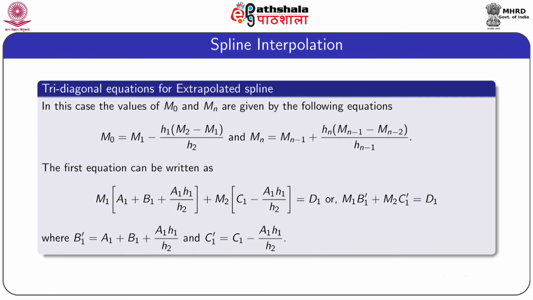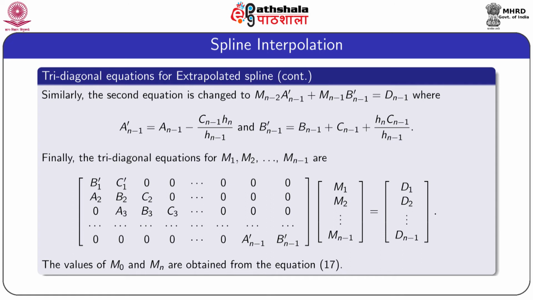Now, I go to extrapolated spline. In this case, the values of m0 and mn are given by the following equations, and the first equation can be rewritten as m1 times (a1 plus b1 plus a1 h1 by h2) plus m2 times (c1 minus a1 h1 by h2) equals d1, or this equation can be written as m1 b1 dash plus m2 c1 dash equals d1, where b1 dash and c1 dash are given in the following expressions.